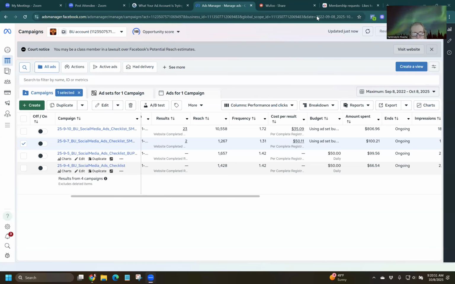You can have multiple ad accounts for different things if you want very different things. Okay, so let me put this in here. My account's like, I'm not waking up this morning. It's just taking its time to load. Come on. Okay.